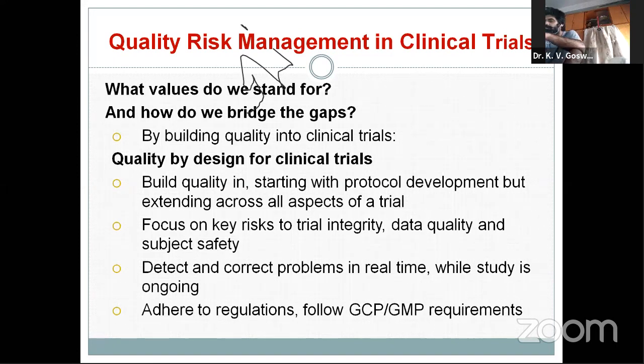And of course, with all these things, whatever we do, we need to adhere to the regulations and follow the requirements, GCPs and the GMP requirement. GMPs are mostly for the manufacturing, IMP manufacturing, distribution, and storage, and the GCPs are more for the clinical trials, and the GLPs are for the non-clinical studies. So I'll go ahead and touch base on the regulations now.